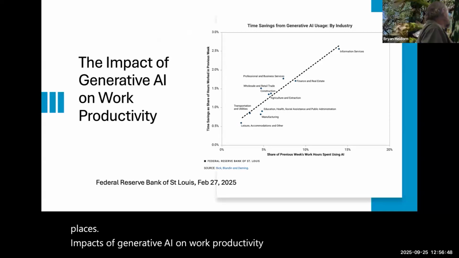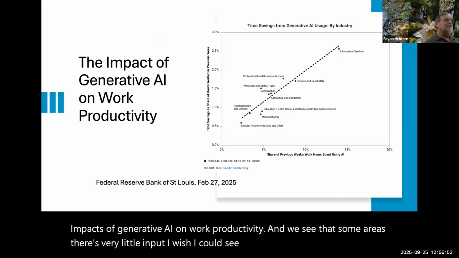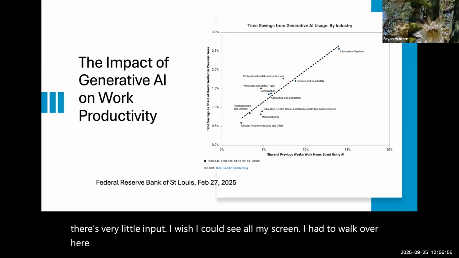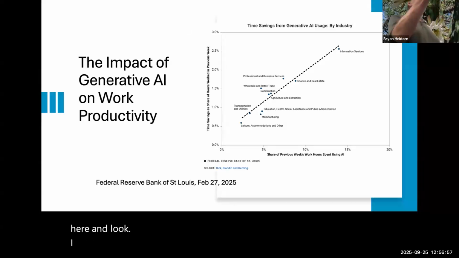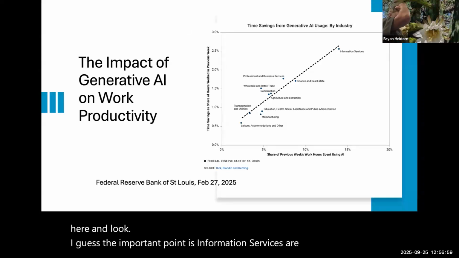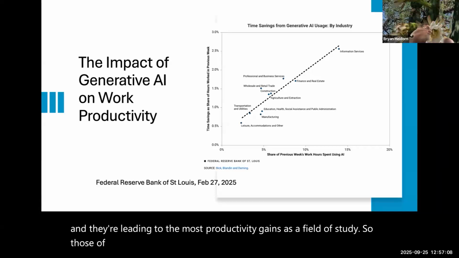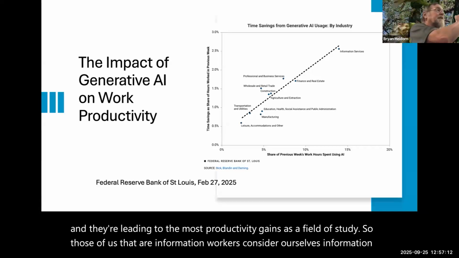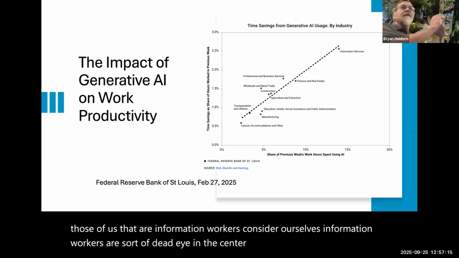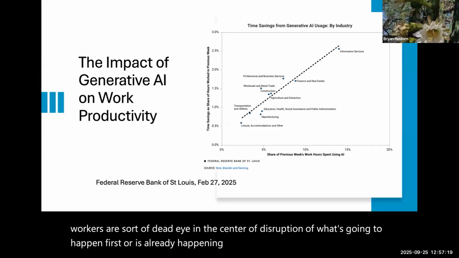And we see that some areas there's very little input. I wish I could see on my screen. I had to walk over here. I guess the important point is information services are being used the most, and they're leading to the most productivity gains as a field of study. So those of us that are information workers, consider ourselves information workers, are sort of dead-eye in the center of disruption of what's going to happen first, or is already happening now.